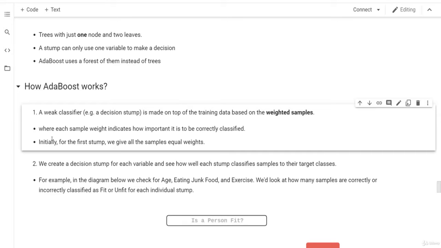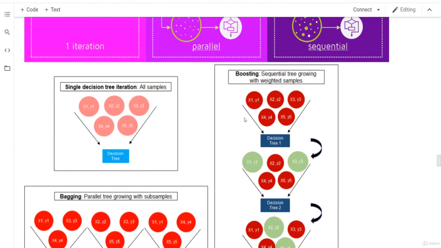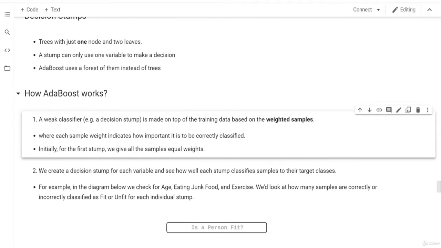So initially, for the first stump, we give all the samples equal weights, right? So first we have equal weights for all the training examples, okay? And then we create a decision stump for each variable and see how well each stump classifies samples to their target classes, right? So we have a number of decision stumps equal to the number of variables we have. So if we have 10 features or 10 variables, then we will have 10 decision stumps, right?